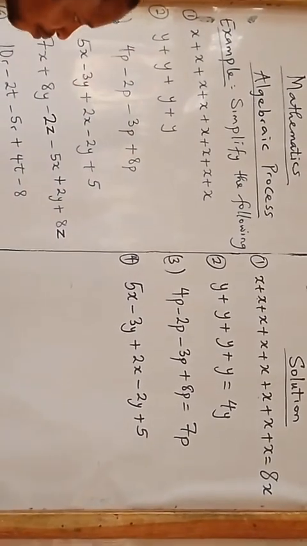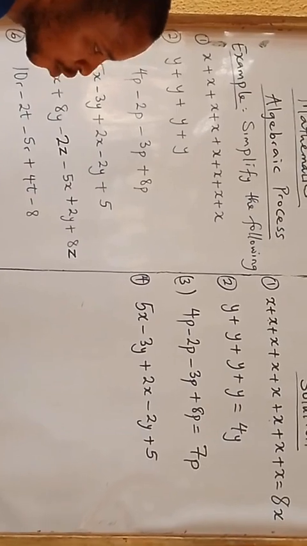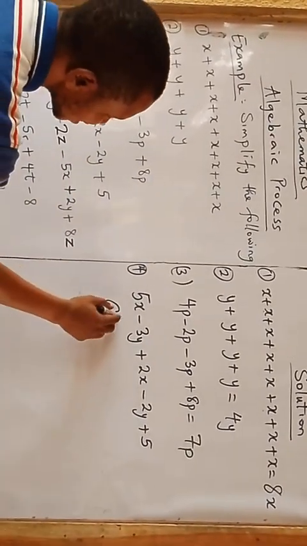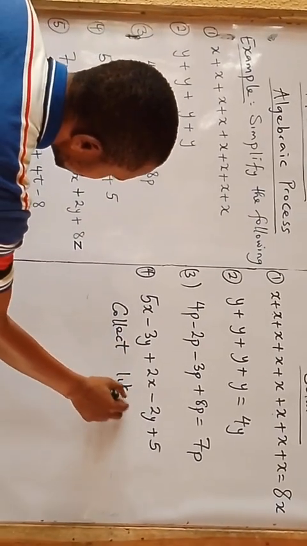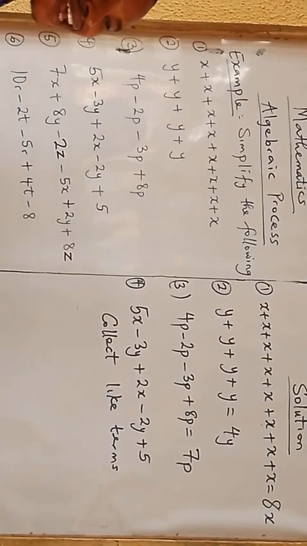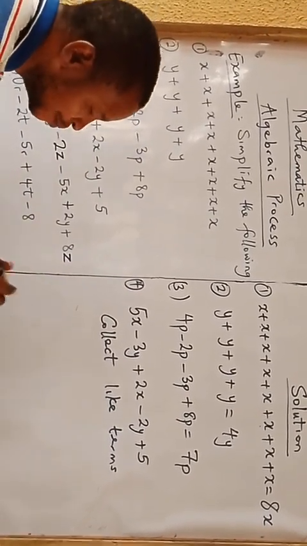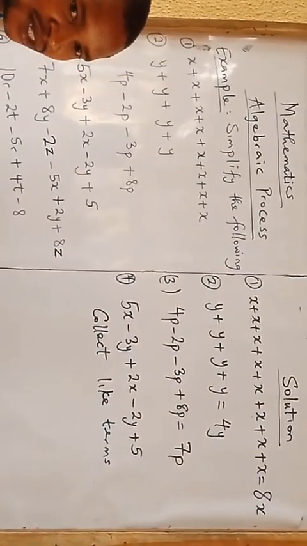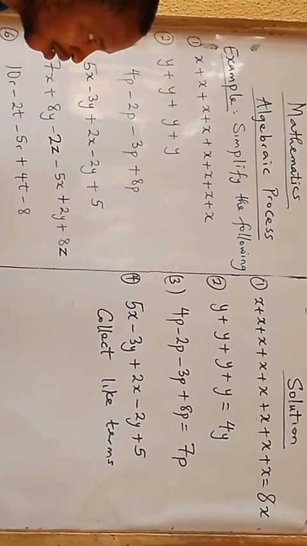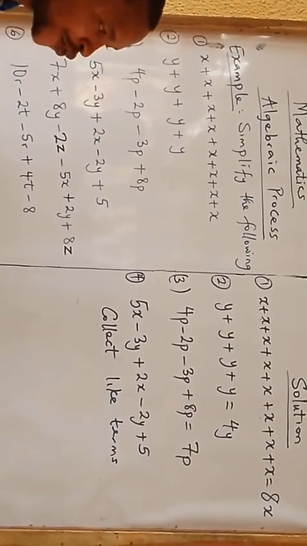Then question 4. You have 5x minus 3y plus 2x minus 2y plus 5. The first thing that you need to do is to collect like terms. When you collect like terms, there is something that you need to take note of. The sign in front of each unknown variable must not be neglected. In fact, in mathematics, sign is very, very essential. I want to encourage you to watch my video on operation of signs.